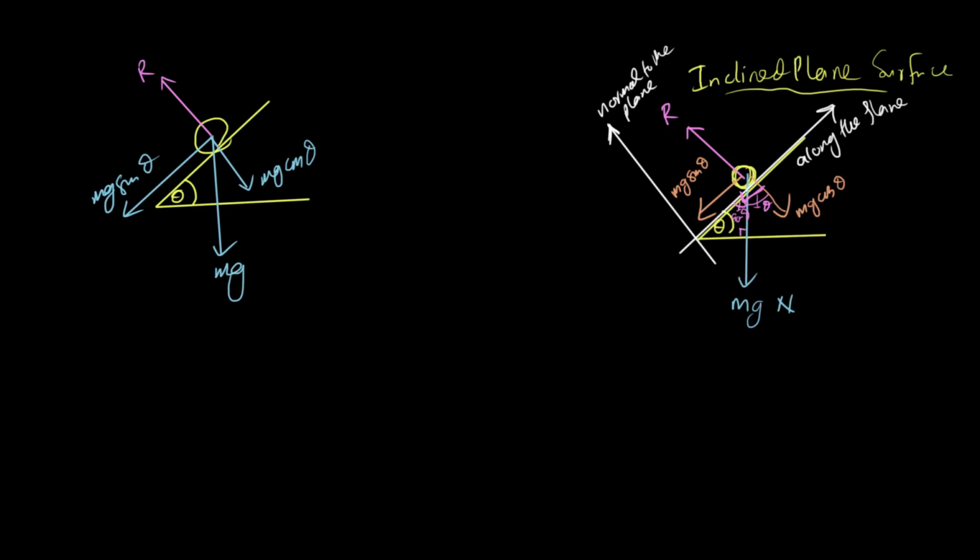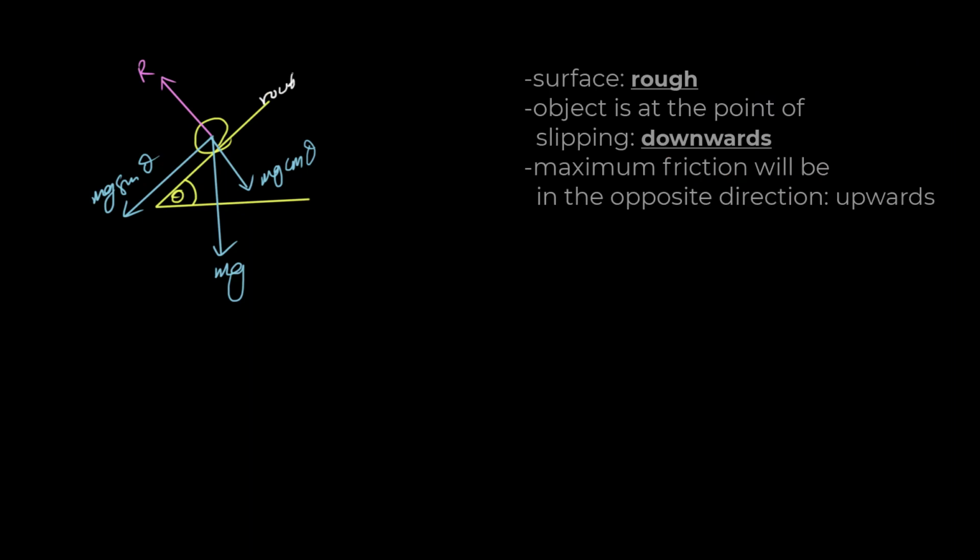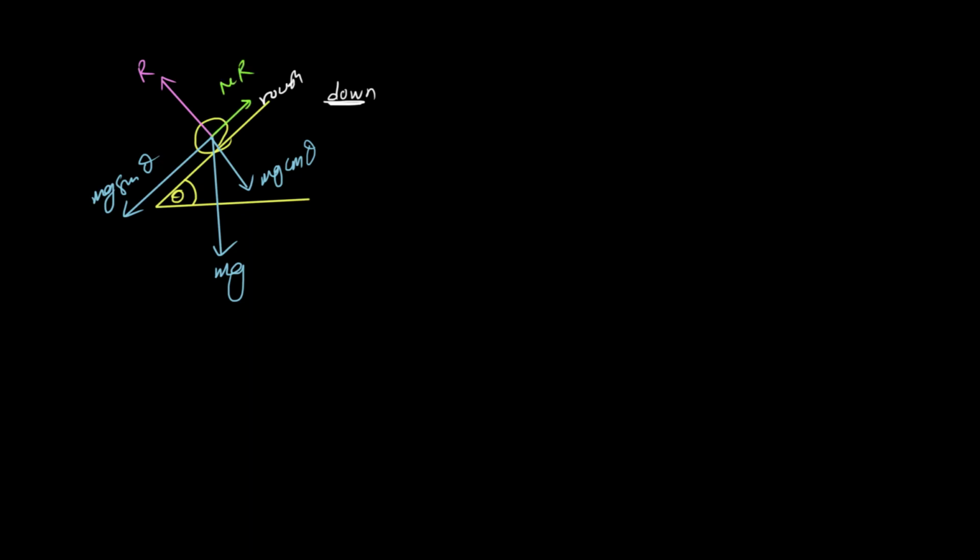Now, to make things simpler, take a rough surface, and suppose the object is about to go down. So it is in limiting equilibrium, about to go down. That means the friction is going to be in the opposite direction, so this is going to be mu R. Now, the force we are talking about is not going to be horizontal. It is going to be at a different angle.